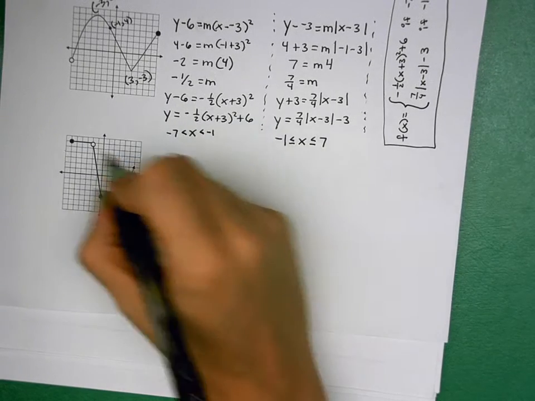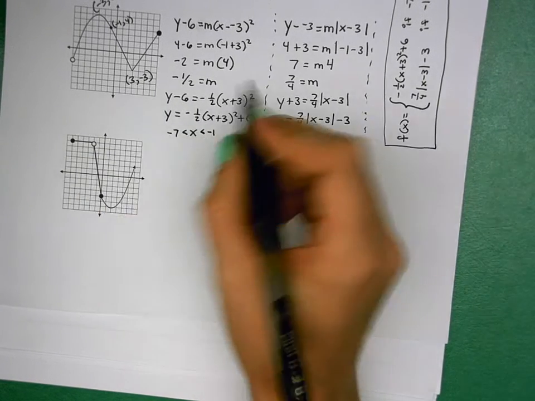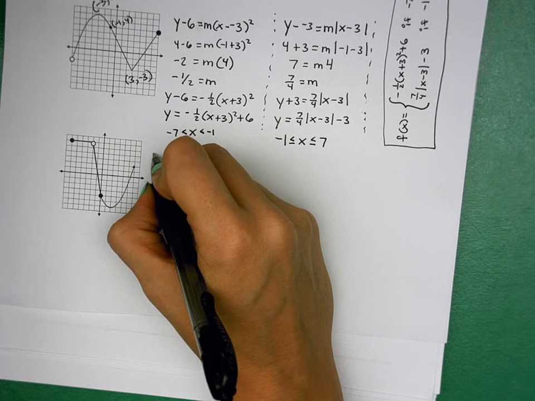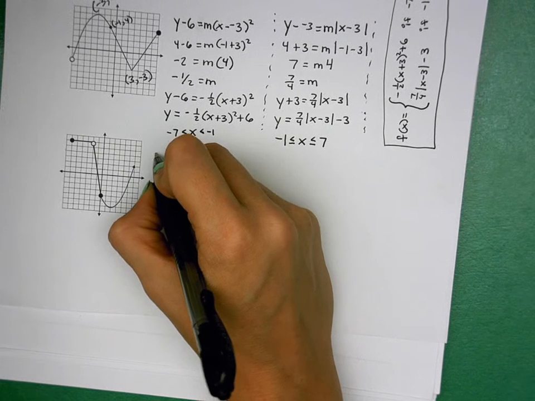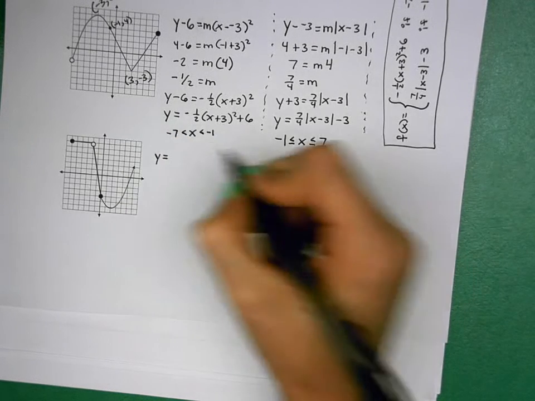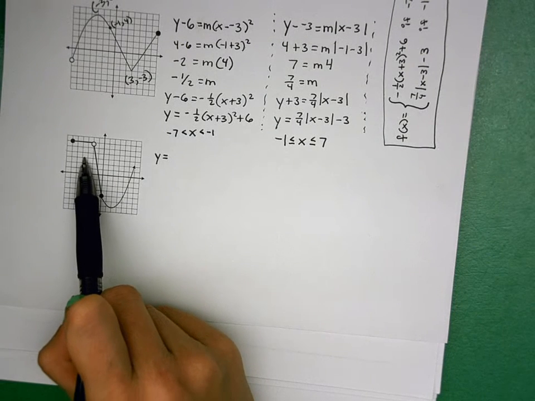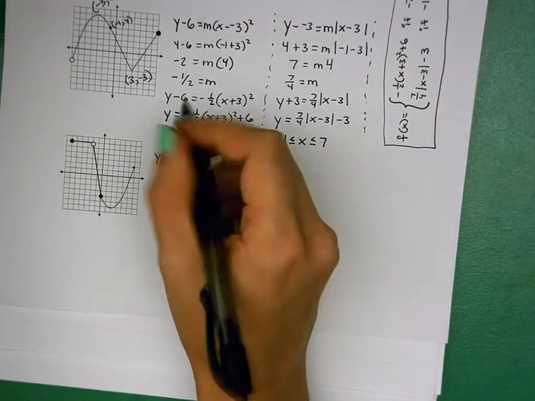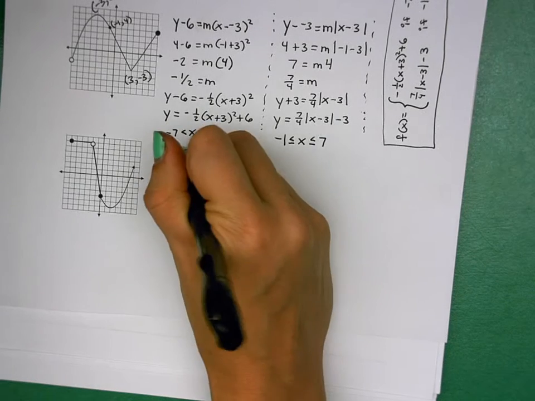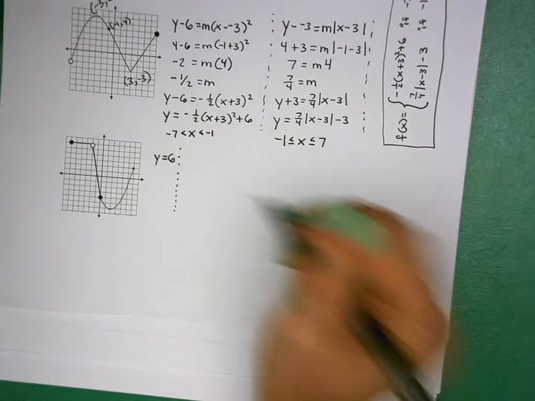Okay, let's do our horizontal line first though, because that's pretty easy. Horizontal lines, what type of equation do they have? They are a y equals equation. And so in this case, this is y equals 6. So I always like starting there because it's friendly.